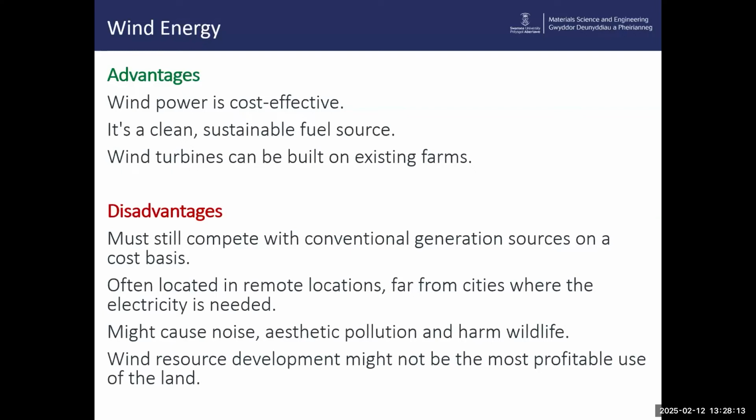Some disadvantages or challenges. It must still compete with conventional generation sources on a cost basis. Some of these installations are obviously quite expensive, the initial investment. Again, they're often located in remote locations, far from the cities where the electricity is actually needed. So we need to think about infrastructure to transport the electricity to where it's actually needed. And it might cause noise, aesthetic pollution, and harm wildlife. And as the video showed, wind resource development might not be the most profitable use of the land.